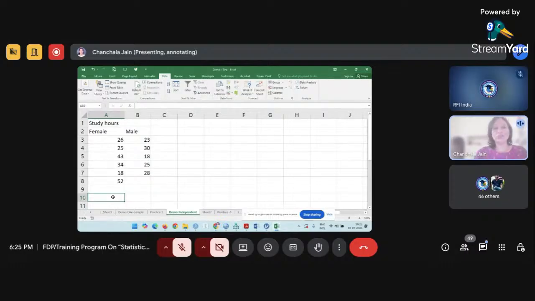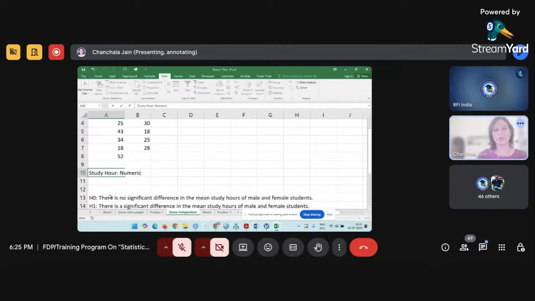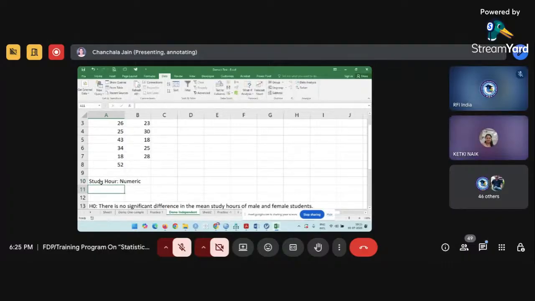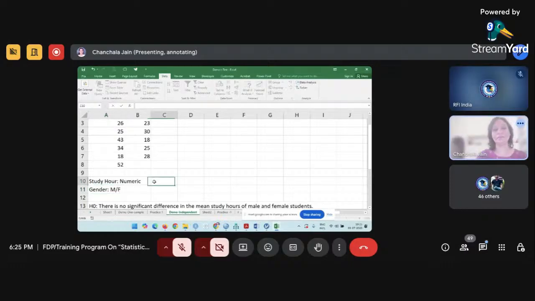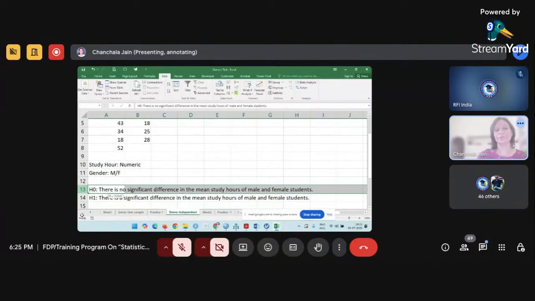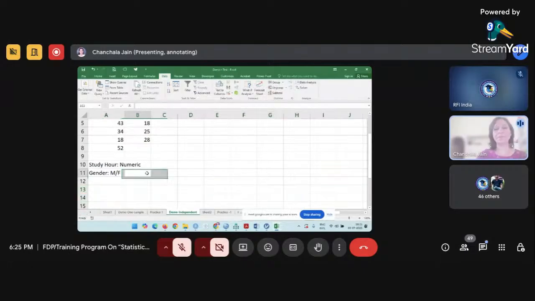But I need to see how many variables are given here. So I think study hours is given to us, right? Which is our numeric variable. Yes. And second variable is the gender. Very good. This is the categorical variable. And there are two labels, male and female. Done. So that means purpose is served.